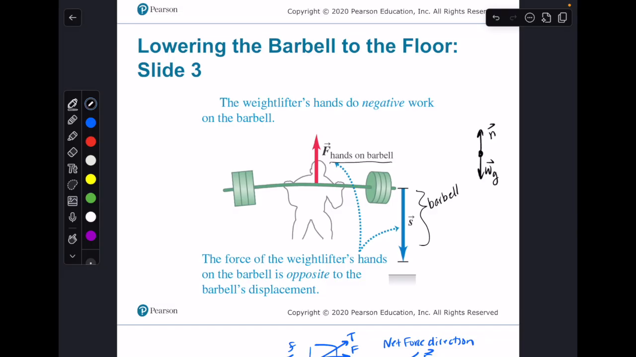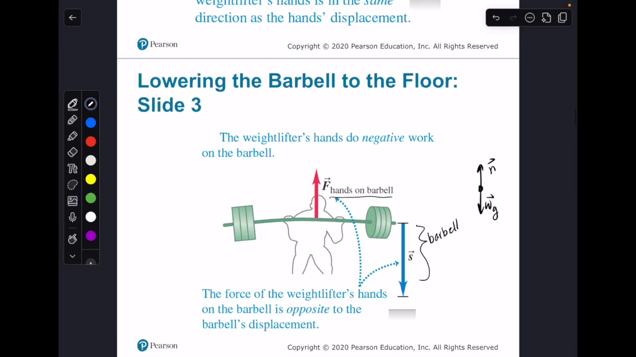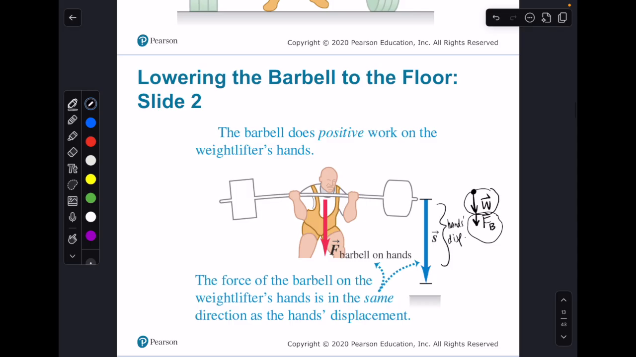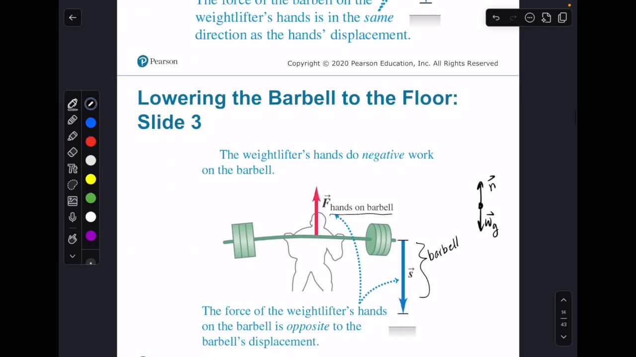So we need to be really specific about the forces that we're talking about and tracking what is being displaced. In this case, both the hands and the barbell are being displaced in the same direction and by the same amount. The only thing that differs is the force vector acting on those objects.